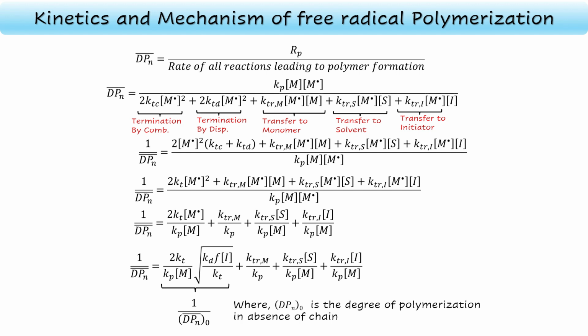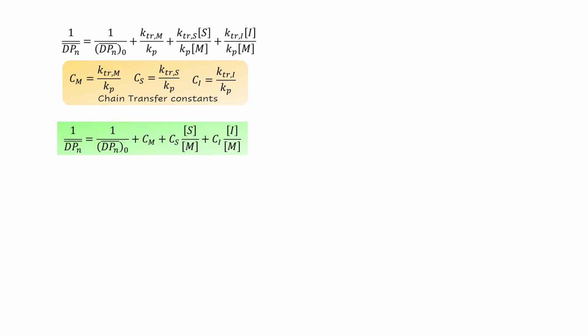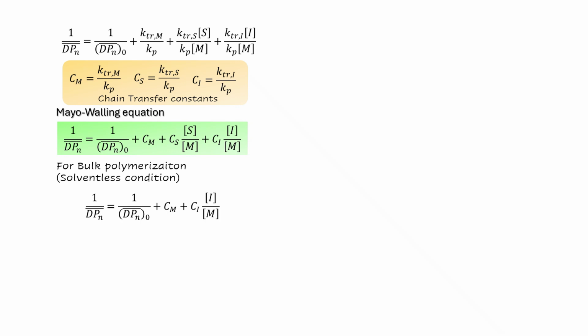Let us introduce new constants Cm, Cs and Ci in place of the constants present in each term. By doing this, we end up with this equation, which is called the Mayo-Walling equation. This is an extended form of the Mayo equation. For bulk polymerization, that is when no solvent is present, chain transfer to solvent is not possible. Then we can write the last equation as shown here.